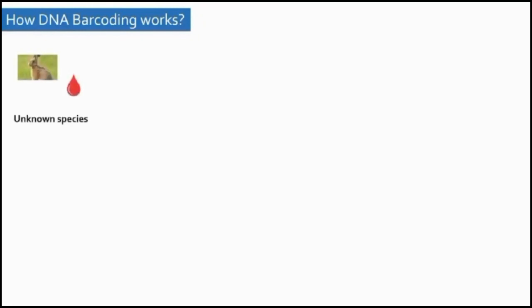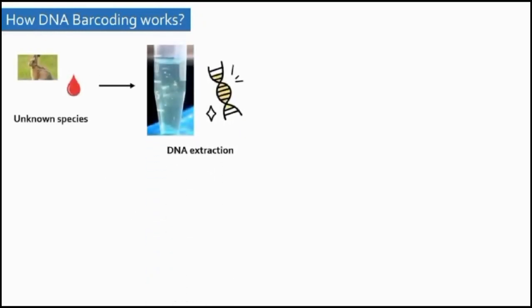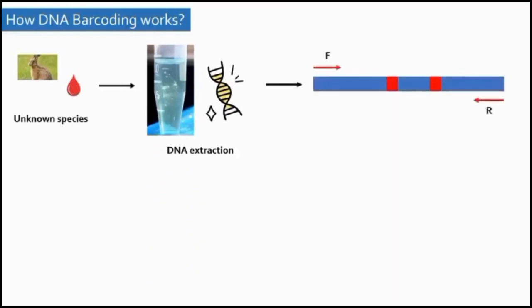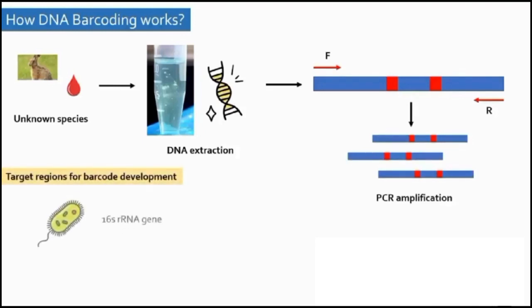DNA barcoding involves 5 major steps. First, a small biological sample of an organism is collected from which the DNA is extracted. After this, utilizing a specific primer set, a few hundred bases long target region of the nuclear, mitochondrial, or chloroplast genome is amplified using PCR. The target region chosen for PCR amplification depends upon the organism's type.